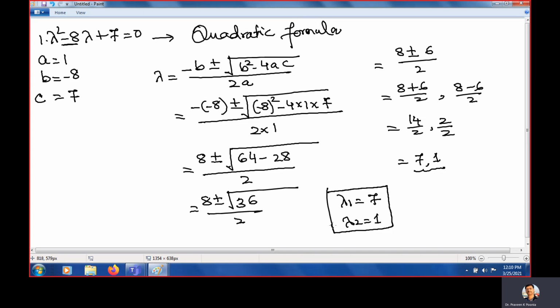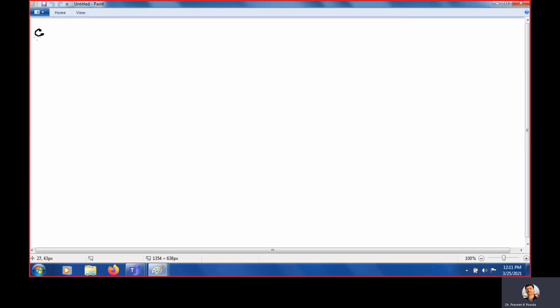These two values are called eigenvalues. Some people pronounce it one way, some another, no problem. You can call them eigenvalues, or you can call them characteristic roots. There are so many names. You can call them characteristic values also. So there is not a big deal in it. Okay, so we'll solve one more question to find the same thing.